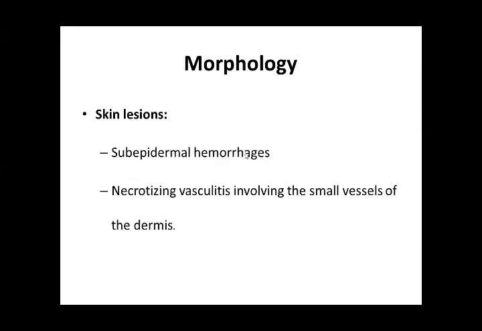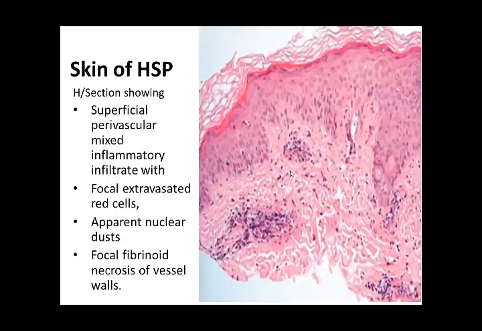Skin lesion, subepithelial hemorrhages are there. Necrotizing vasculitis involving small vessels and the dermis. Subepidermal hemorrhages, yes, you have seen those subepidermal hemorrhages. There is necrotizing vasculitis of the small vessels of the dermis. Look at this area of focal inflammation.